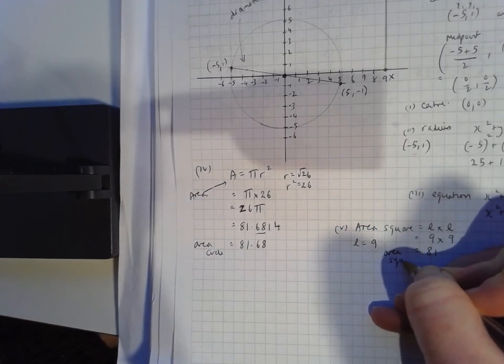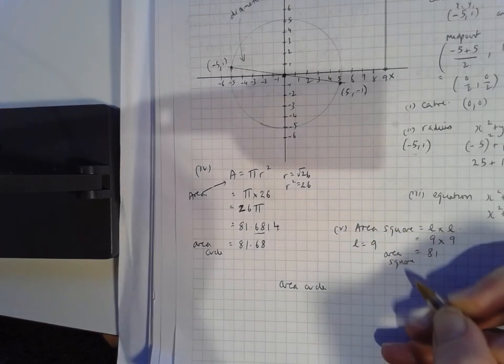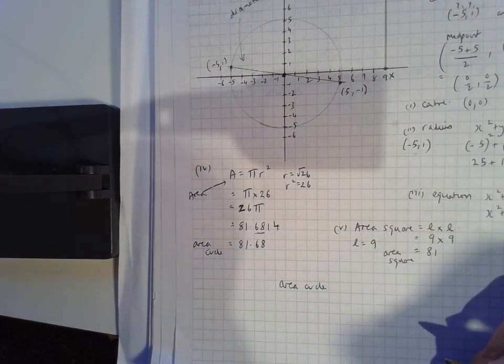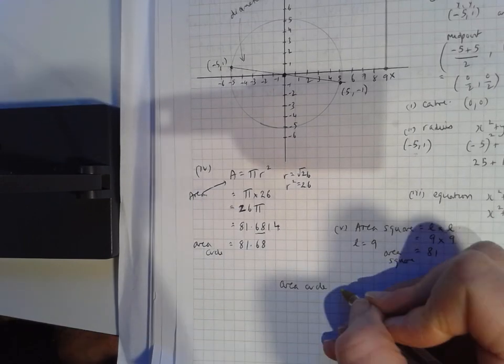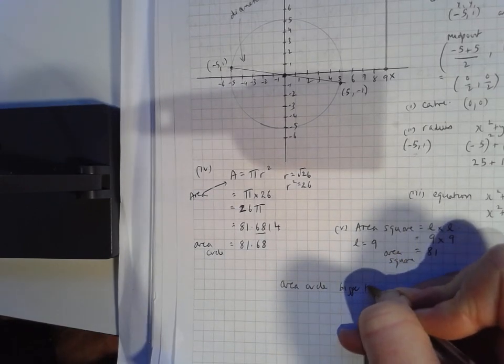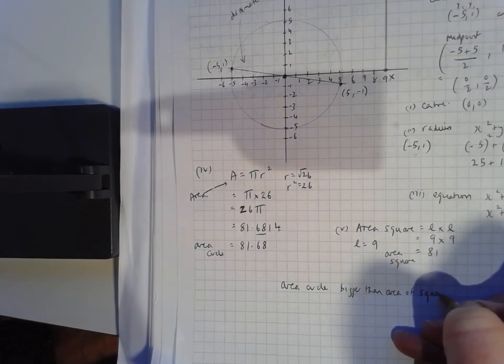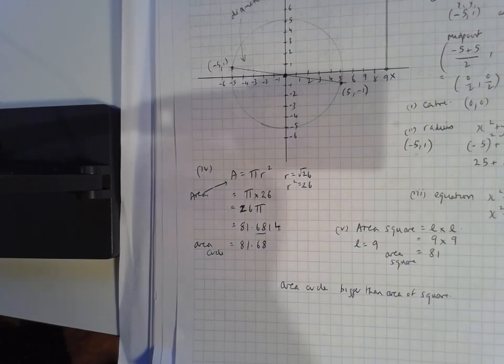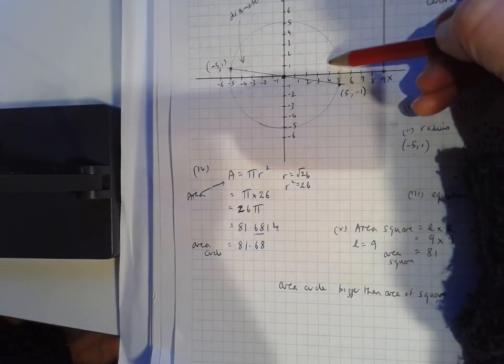So the area of the circle is 81.68, which is bigger than the area of the square, which I guess is because it kind of overlaps, doesn't it?